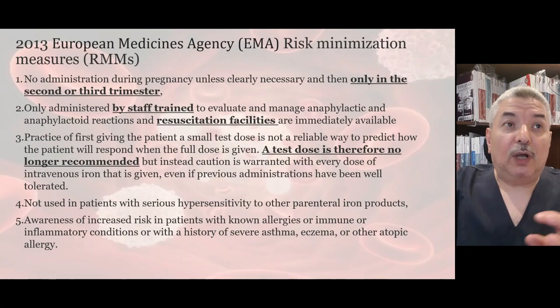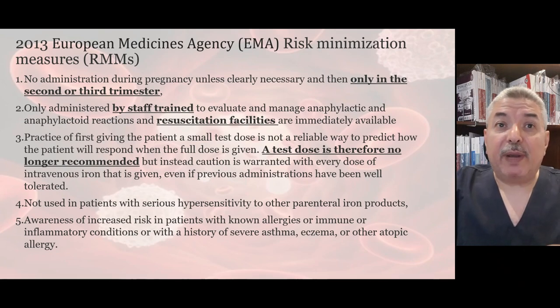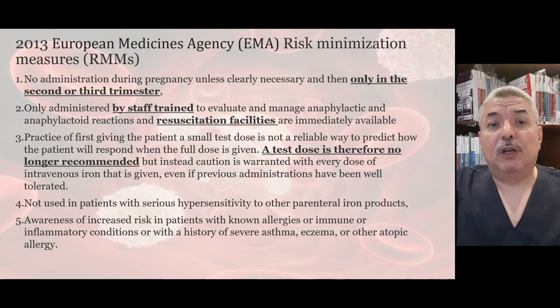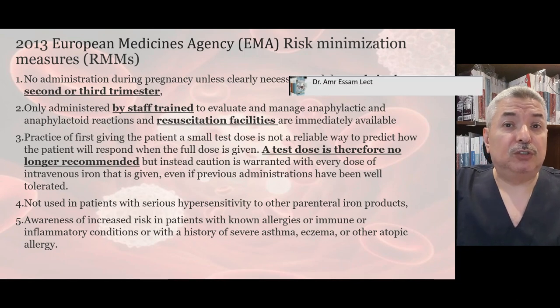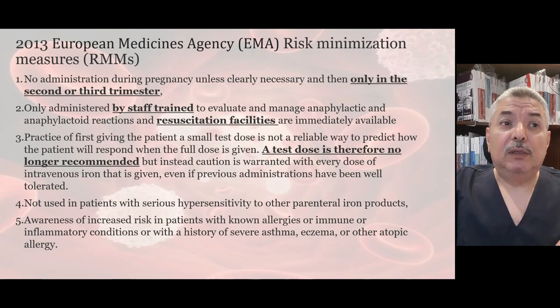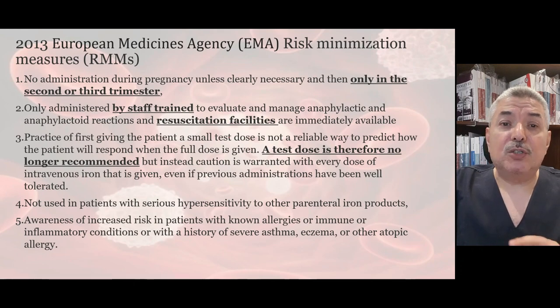Instead, we have the 2013 European Medicines Agency risk minimization measures. As we said, no administration of parenteral iron during pregnancy unless clearly necessary, indicated, and only in the second or third trimester. We don't give it in the first trimester because the free radicals of iron are toxic. Only administered by staff trained to evaluate and manage anaphylactic or anaphylactoid reactions, and there are resuscitation facilities immediately available. Practice of first giving the patient a test dose is not recommended and it is not reliable, so you have to be alert all the time.